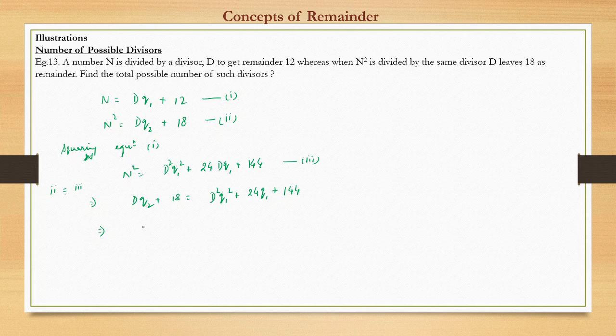So can we write this, taking d as common, as d times (q2 minus q1 square into d minus 24 q1) is nothing but 126. So again this is nothing but writing 126, which we can write as 2 into 3 square into 7. So writing this number as a product of two numbers.